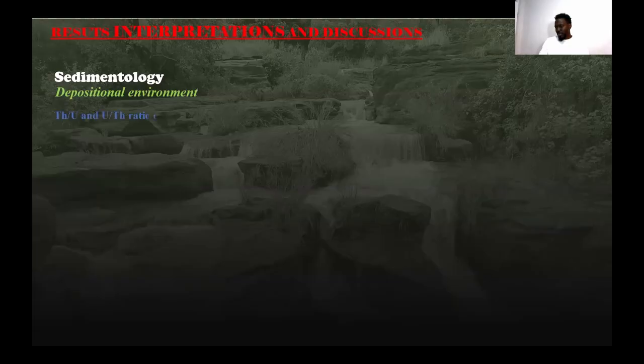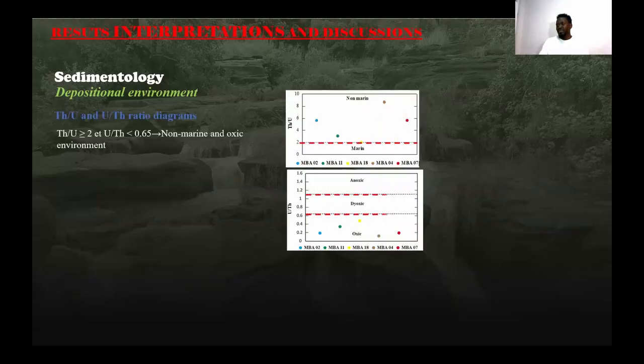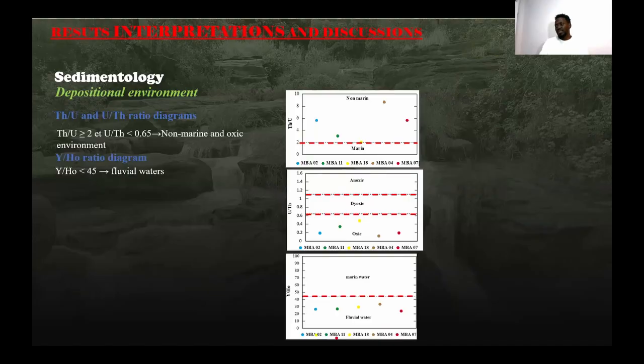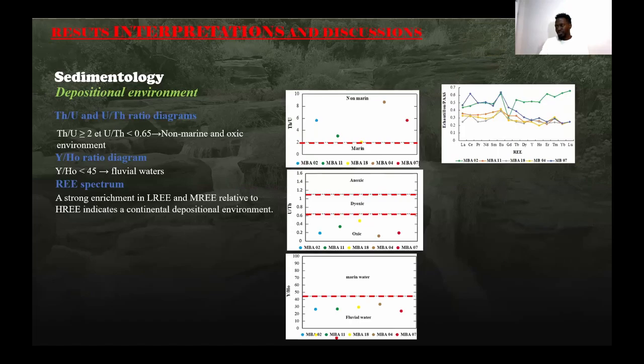All the analyzed strata show consistent geochemical ratios, confirming active sedimentary processes, such as the ratios uranium-thorium and yttrium-holmium, which suggest a fluvial environment in an oxic setting. The rare earth spectrum displays a positive uranium anomaly and is enriched in light rare earth elements and medium rare earth elements relative to heavy rare earth elements, supporting the continental depositional environment.